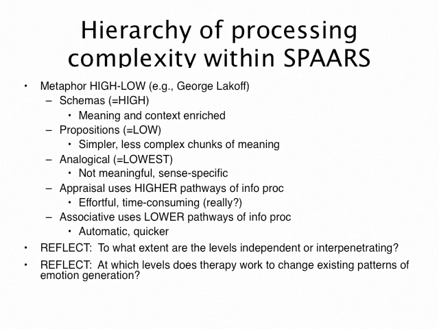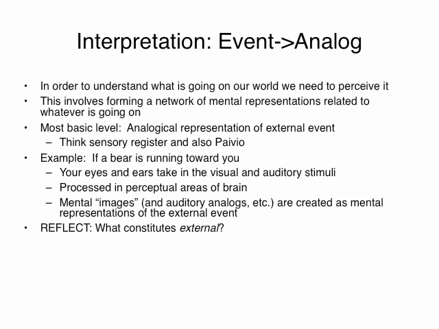And as we go through this, you can always ask, at what level or levels does therapy work to change existing patterns of emotion generation? Maybe different kinds of therapies work at different levels. This would be a very important thing for you to consider. What types of therapies aim to influence Route 1, i.e. the appraisal route? And what types of therapies aim to influence Route 2, i.e. the associative route?